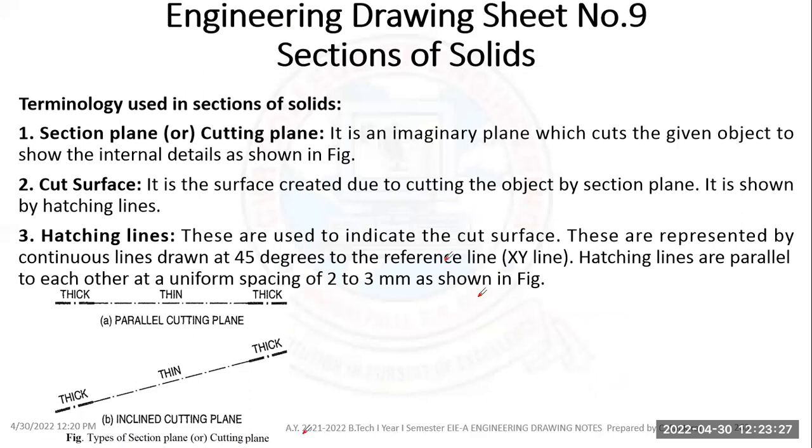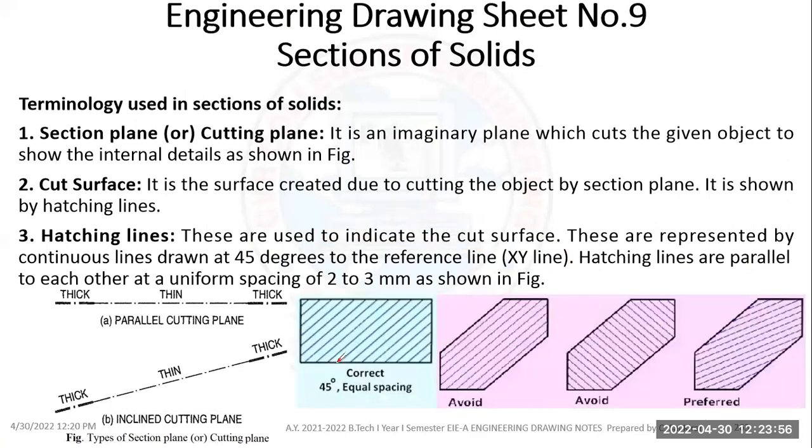Next are the hatching lines. With respect to the XY line, the reference line, they have to make an angle of 45 degrees, and these hatching lines are parallel to each other. Whatever line I draw, I have to take 90 degrees and draw the same again. If you fix your drafter at one angle, you can draw all the parallel lines, and the gap should be 2 to 3 mm. It shouldn't be more than 3 mm. If it is more than 3 mm, then it is wrong and the marks will be reduced.